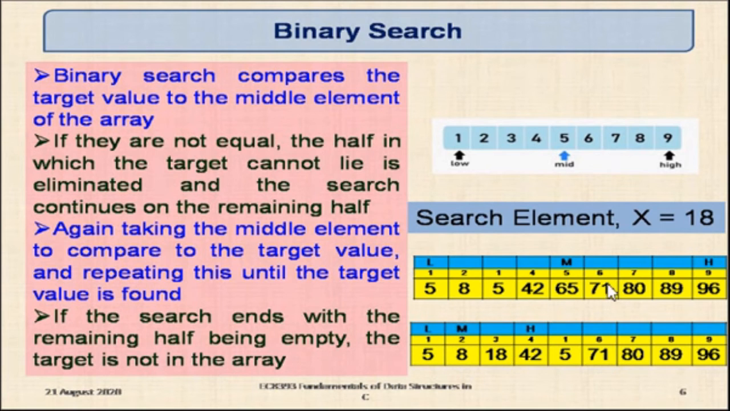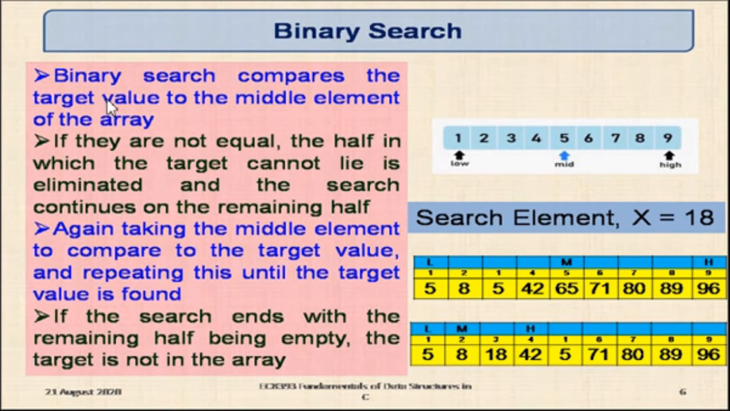Suppose I assume the value 89 instead of 18. That means the data which I am going to search is available in the second half of the list. In that case, I can discard the first half. So 50% of the data items will be discarded. So the time taken to search the element will be very, very less. That is the advantage of the binary search. Hope you are able to understand the concept.